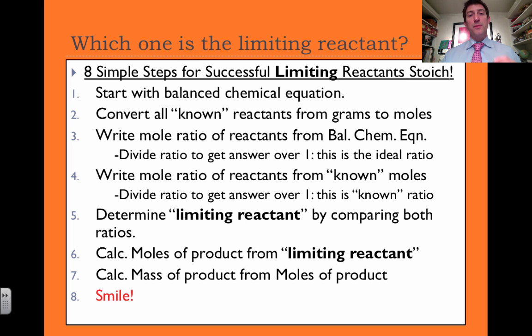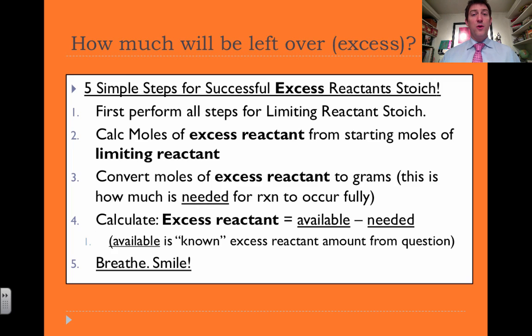Once you've figured out the limiting reactant, the one that you're going to run out of, in our case, that was the graham crackers, we can then go and figure out, okay, I have all this other stuff left over, and I should be able to figure out how much of that other stuff I have left over. That's called the excess reactant.